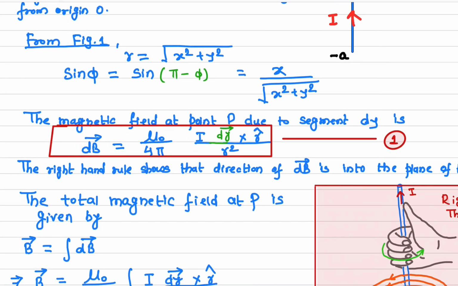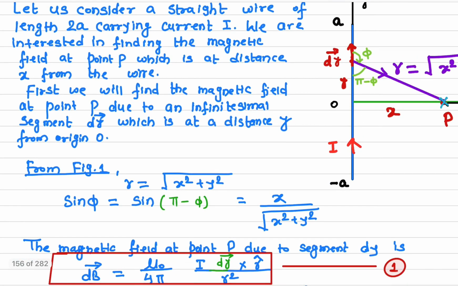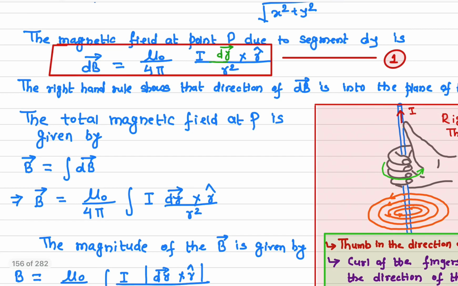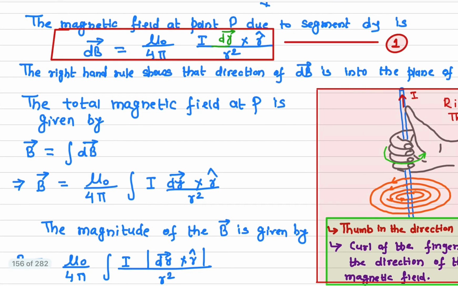So the magnetic field due to this entire wire can be given by the integration here. So now let's take all the constant terms out. Mu naught is constant, 4 pi is constant, even I is constant. In this case, we have assumed I to be constant. But in many cases, I is not necessarily constant. It can vary as well.